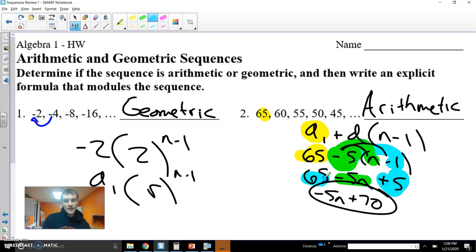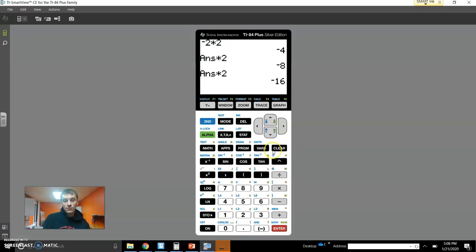And one thing that I've tried to teach over time is a way of kind of catching yourself is you should really check your equation. So for example, I have -5n plus 70. I'm going to try to see if I get the first number out. And so when I plug in 1, I do in fact get 65.